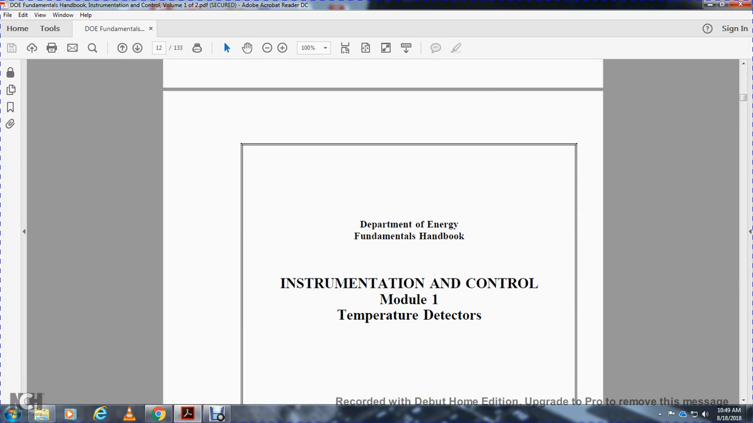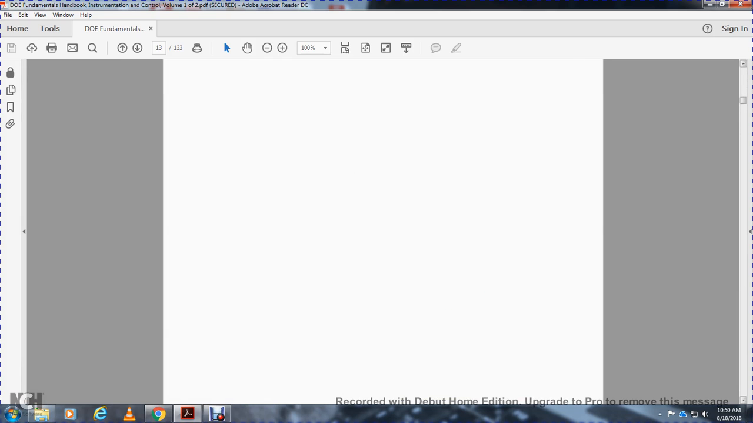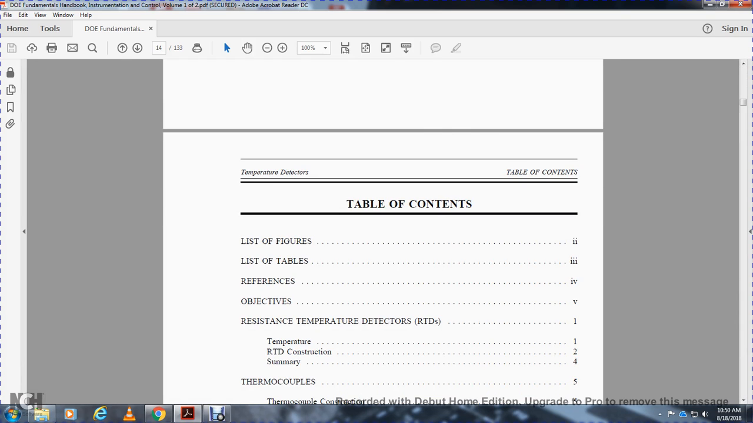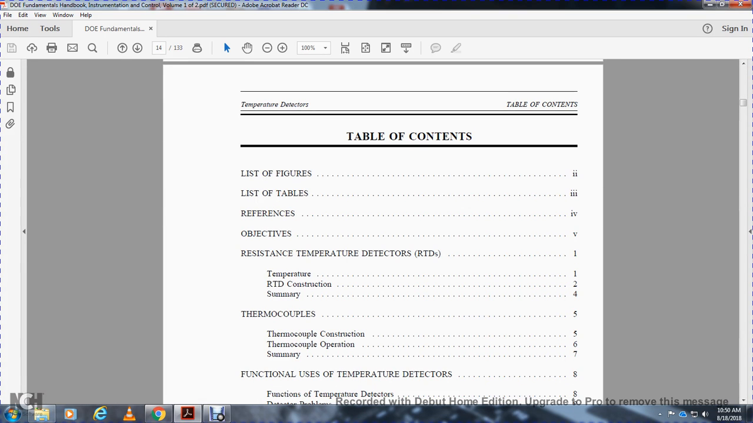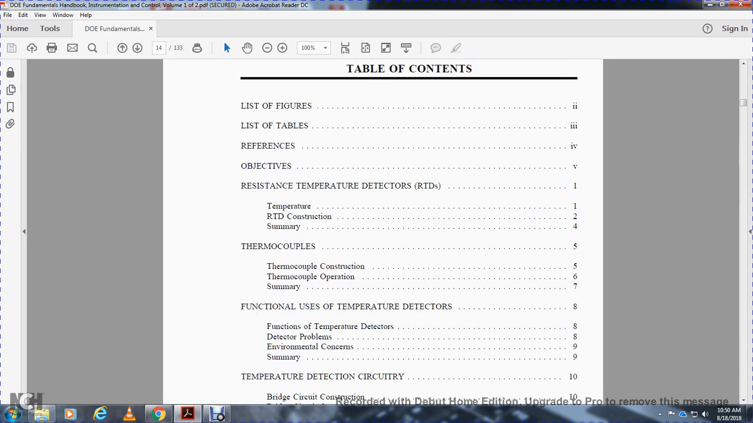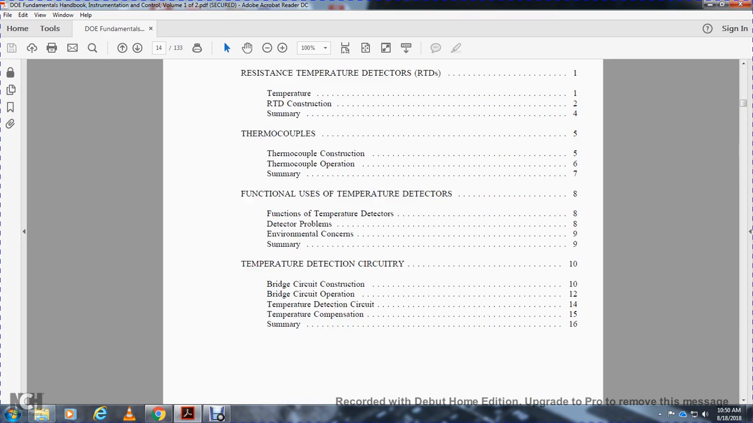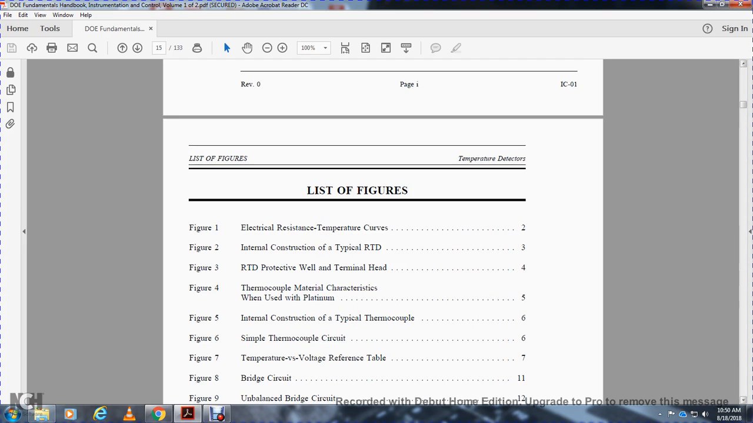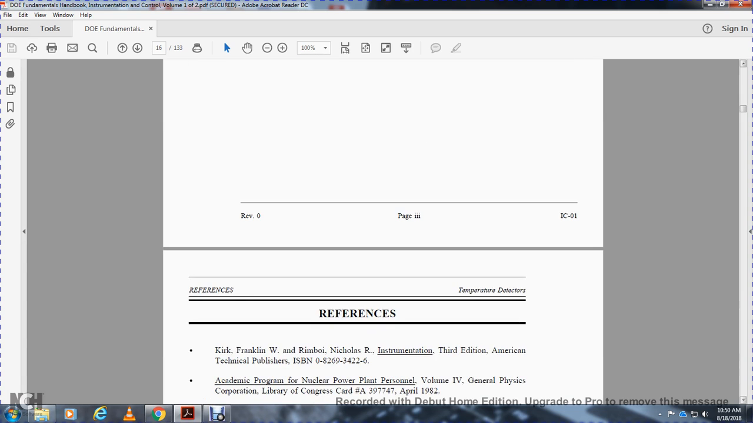Department of Energy Fundamental Handbook, Instrumentation and Control, Module 1, Temperature Detectors. List of figures, list of tables, Resistance Temperature Detectors: RTD construction summary, thermocouple construction, thermocouple operation summary, functional uses of temperature detectors, functional temperature detection, detector problems, environmental concerns summary, temperature detection circuitry, bridge circuit construction, bridge circuit operation, temperature detection circuit temperature compensation summary. There's a list of figures, and we'll start reading.